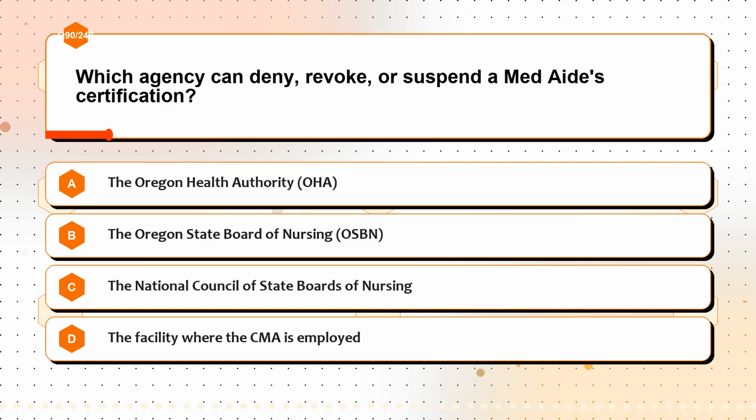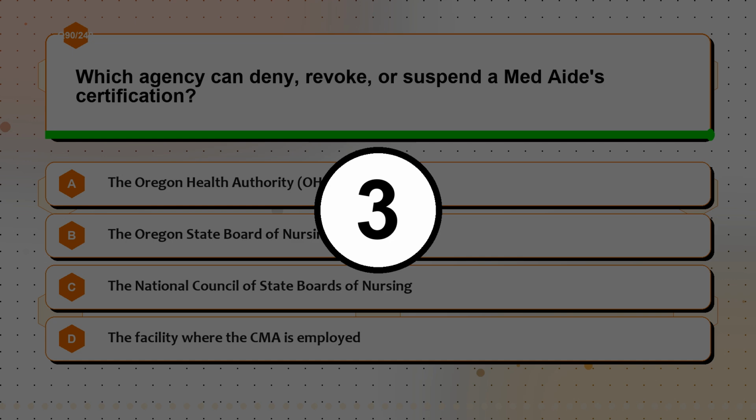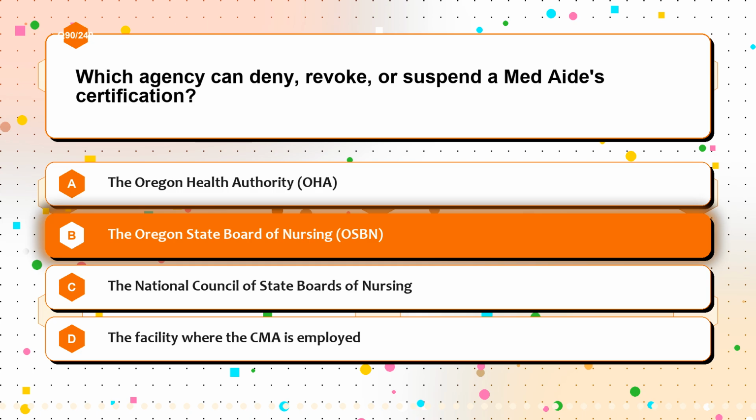Question 90. Which agency can deny, revoke, or suspend a Med-Aide certification? Here are the options. Option A. The Oregon Health Authority OHA. Option B. The Oregon State Board of Nursing OSBN. Option C. The National Council of State Boards of Nursing. Option D. The facility where the CMA is employed. The correct answer is option B. The Oregon State Board of Nursing OSBN.